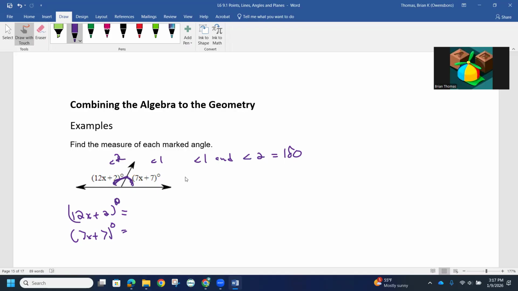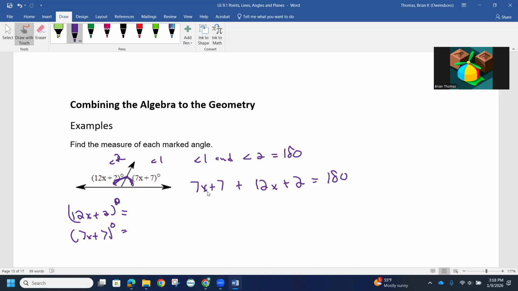So what I can do though is angle 1 is actually this 7x plus 7. And what I want to do is add to that, angle 2 is actually this 12x plus 2. And together they have to add up to this 180. And I'm going to remove the label of degrees and just keep the numbers in there, and I'll put the degrees in at the end. I think in your answer, they already have the degree symbol there. All you got to do is put the number in.